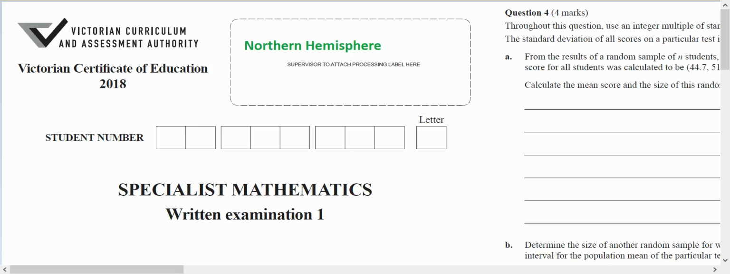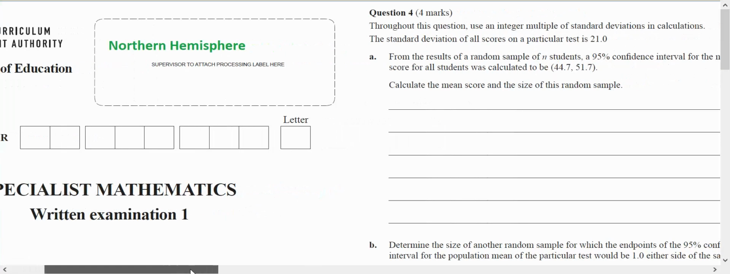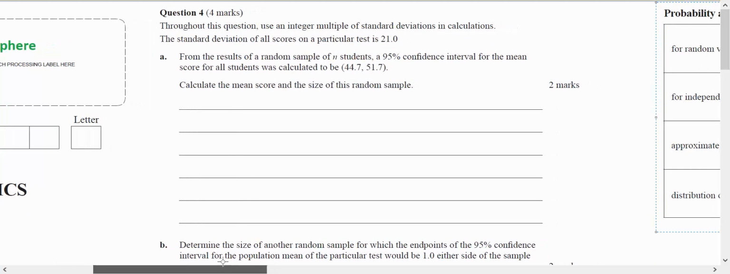My homework for the Northern Hemisphere 2018 Specialist Maths exam, question number 1, Question 4. We had some pretty awful numbers. So what have we got? We know that this is my confidence interval.